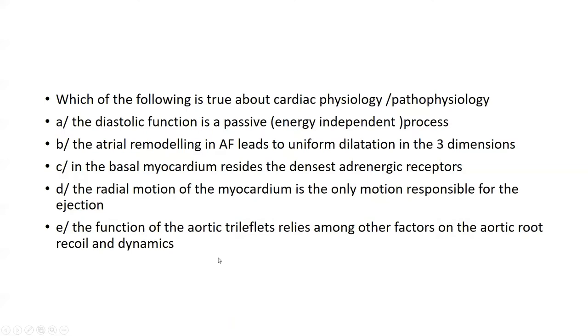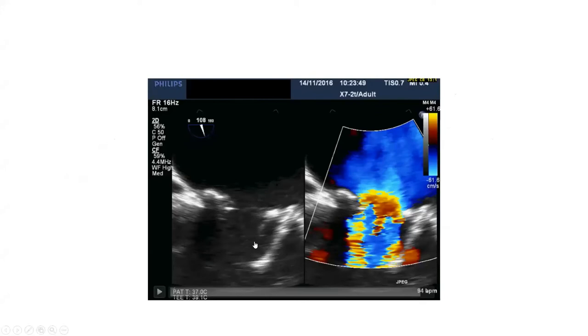Which of the following is true? My message here, by the way, when we are talking about degeneration of the valve, don't just look at the calcification and thickening of the valve. Sometimes the degeneration is manifested as a tear in the cusp, perforation in the cusp, and stuff like that, okay? So there are different morphologies of degeneration.